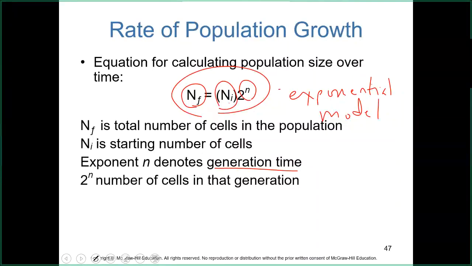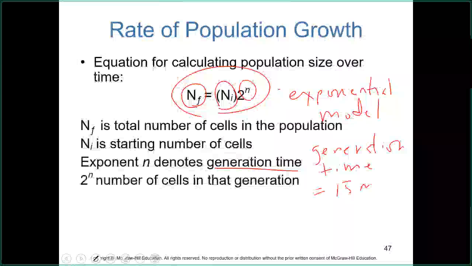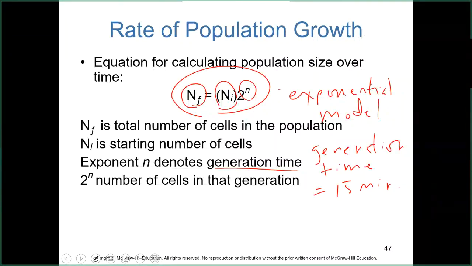So let's say the generation time for organism X is 15 minutes. That is, if 15 minutes elapses and you have a certain population size, say 10 that you're starting with, 15 minutes, it'll double to 20.